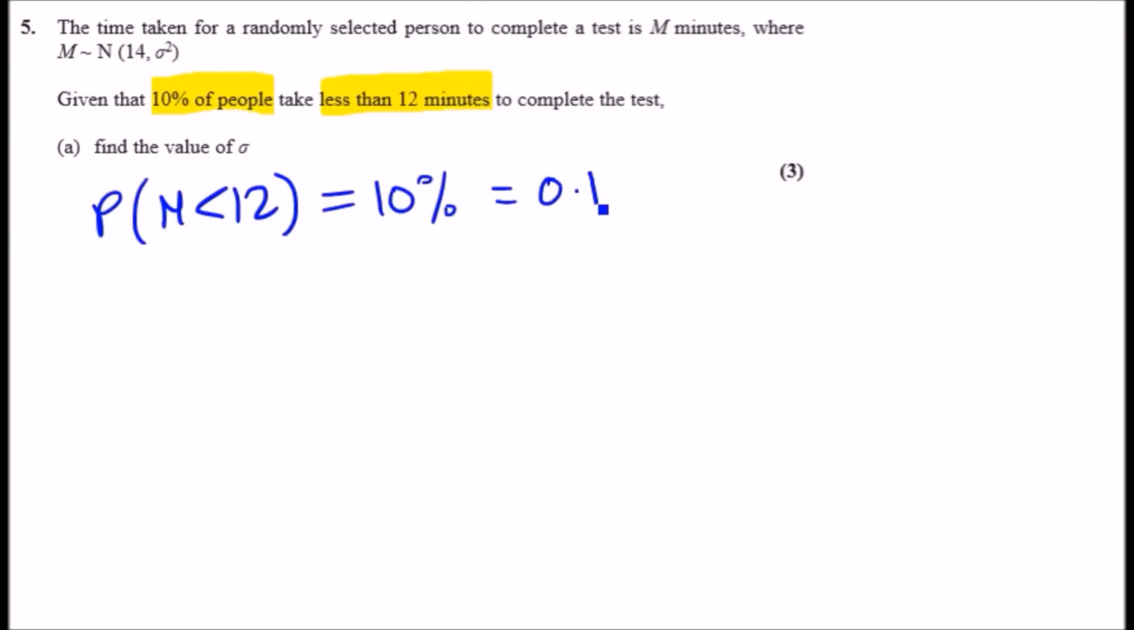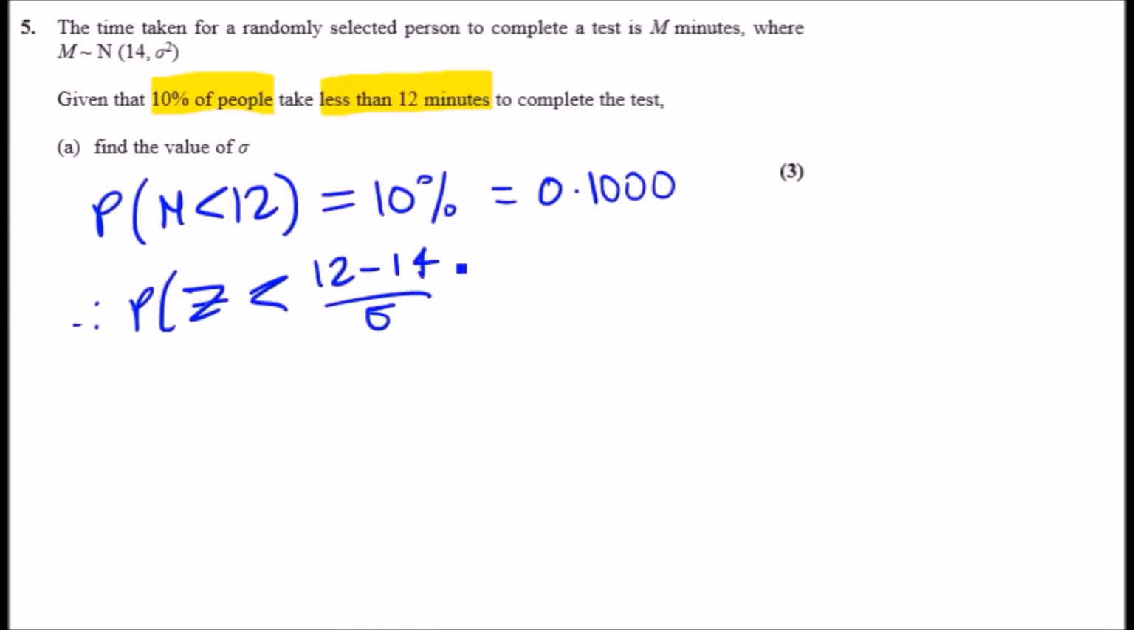Since we know that the probability that the number of minutes was less than 12 represented 10% of people, this can also be written as 0.1000 if we looked at the normal distribution table. Now all we have to do firstly is convert the left side to the standard normal, so that's the z part. So z is less than 12 minus the mean, which is 14, over the standard deviation, which is sigma, and again, this is equal to 0.1000. Now what do you do from here?